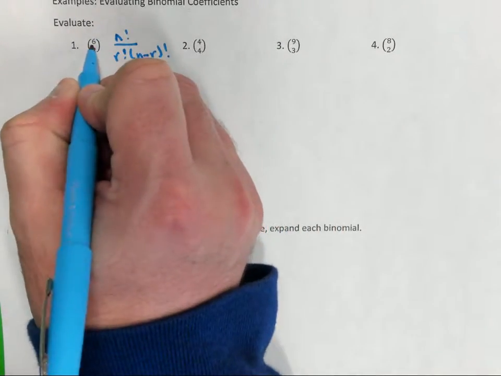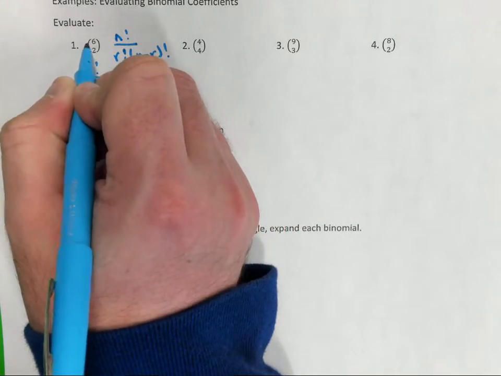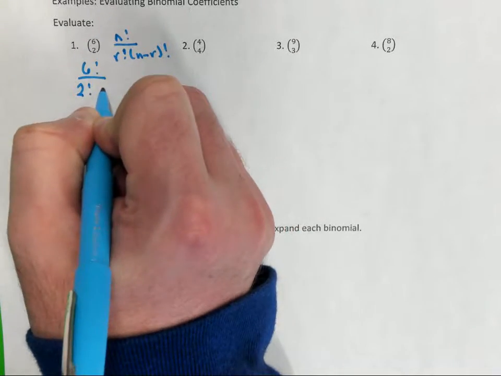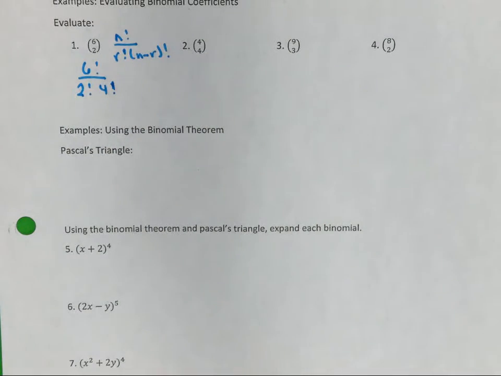All right, what you do, guys, is you put the top number on top. N is your top number. R is your bottom number. And then you just subtract the 2. 6 minus 2 is 4. That's how I remember it. Put the top number on top with a factorial. Bottom number on bottom with a factorial. And subtract the 2.